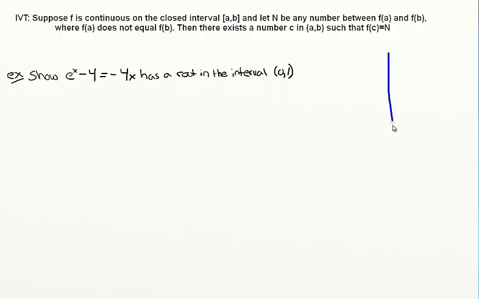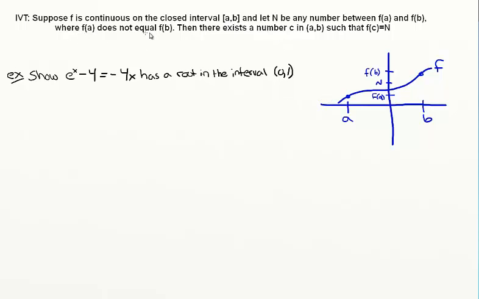So graphically, what that's going to look like, we'll have a function and say this is a and this is b, and we have f continuous on ab. So we'll just draw f and let n be any number between f of a and f of b. So here would be f of b and here would be f of a. So this is f of a, so that value on the y-axis, and here's f of b, and we'll let n be some number between f of a and f of b.